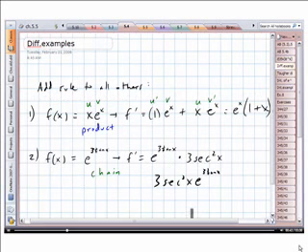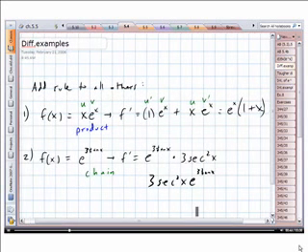And so here are a couple examples already worked out. If we have f of x equals x e to the x, and we just want to take a derivative, that will involve product rule. So we have derivative of x times e to the x plus x times the derivative of e to the x, which is just e to the x. And we factor that e to the x.